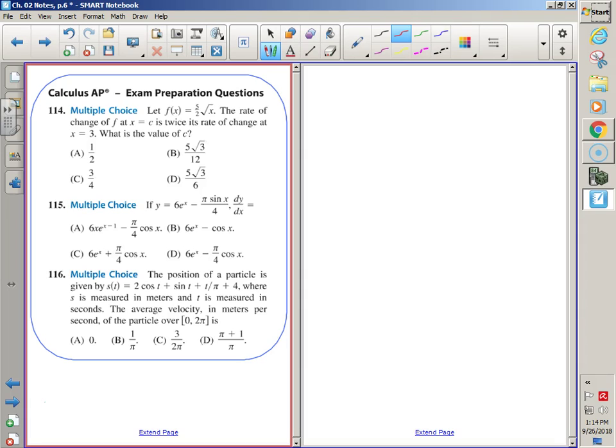The name of the game of number 114 was Translate. What did you guys write down as the most important information of 114? Function. Super important, right? What else? Twice. Is twice. That's important. What is twice? The rate of change at x equals c, the rate of change of f at x equals c, and?